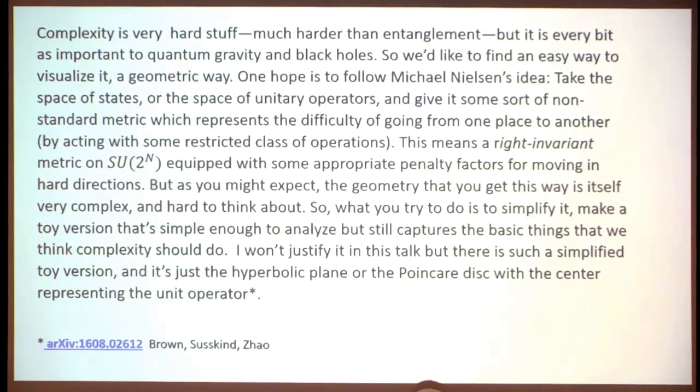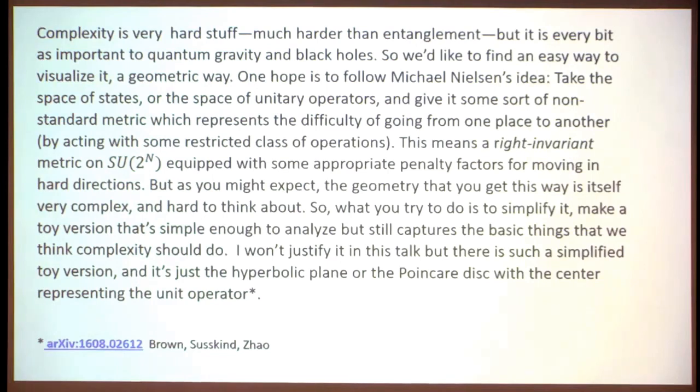For example, on the space SU(2)^n, which is the space of unitary operators of n qubits, equipped with some appropriate penalty factors for moving in hard directions. But as you might expect, the geometry that you get in this way is also extremely difficult and hard to understand. Incidentally, if it were easy to understand, we would use it and solve all complexity problems. Well, we're not going to solve all complexity problems, and so the geometry itself is very hard to think about.